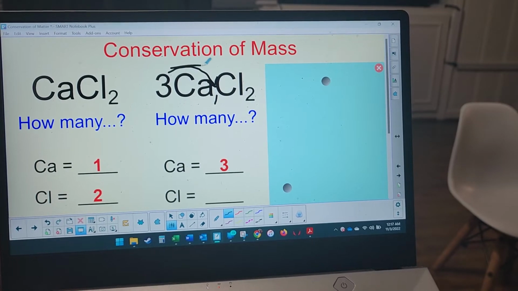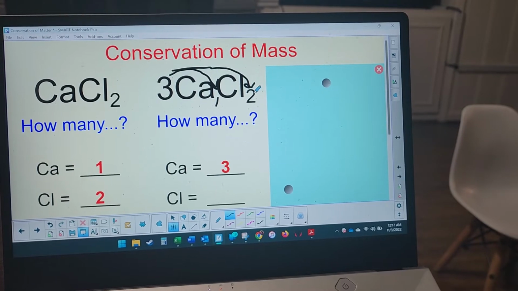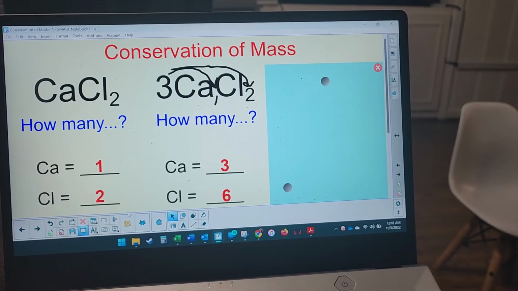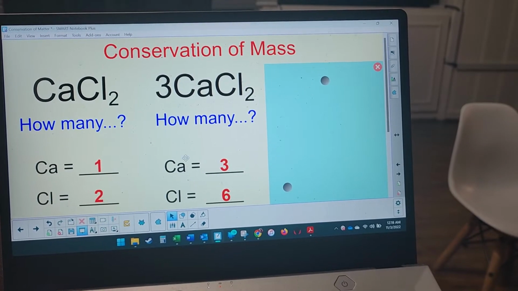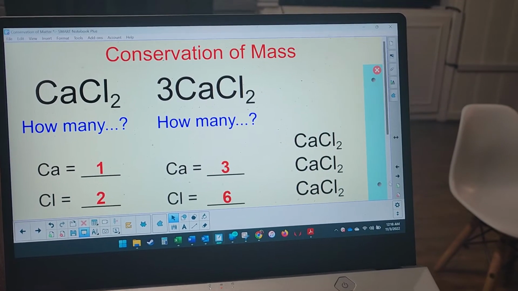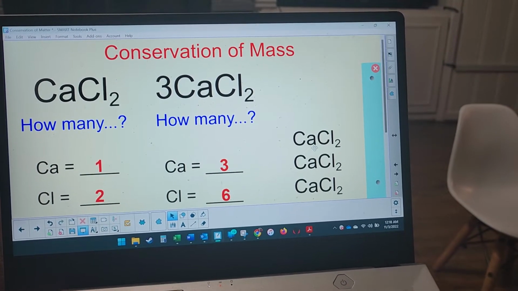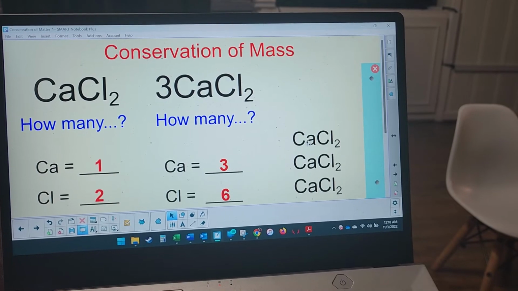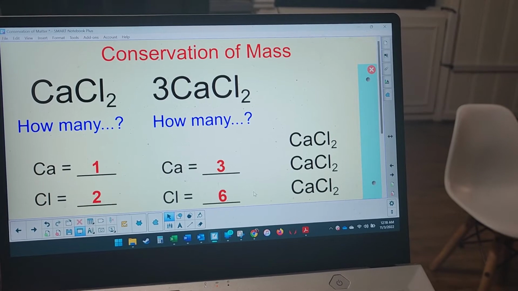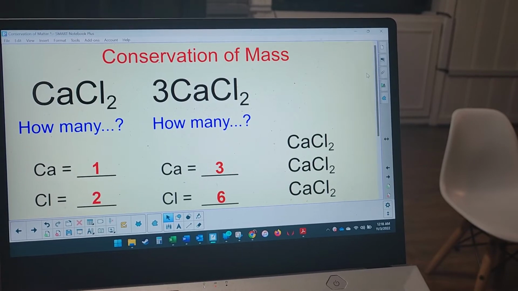Then I'm going to distribute to both sides of this, just like you do in math class. That's 3 times 2, which gives me the number 6. So if we're looking right here, I'll erase those little numbers, there are 3 calciums and 6 chlorines. I know this because if I write this out, this coefficient is how many CaCl2s I have: 1, 2, 3 CaCl2s. So that's 1, 2, 3 calciums, and then 2, 4, 6 chlorines. That's where those numbers come from, okay? Please, please, please know that.